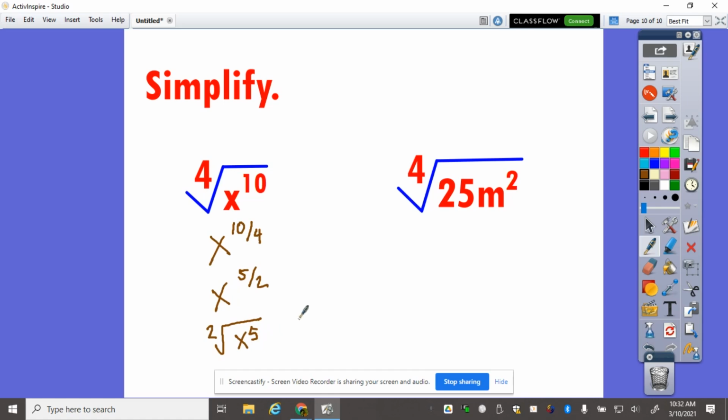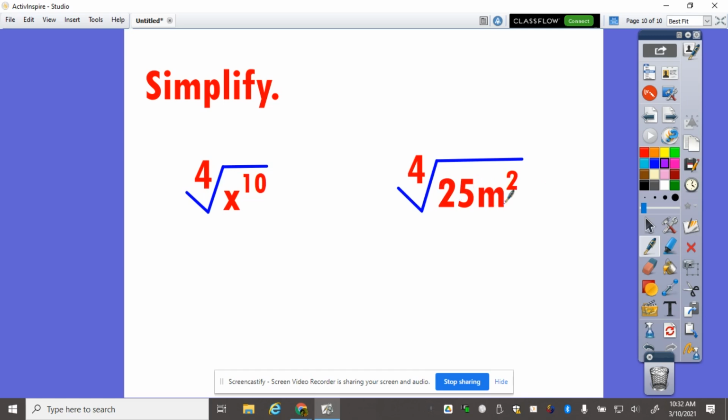And how many x's do we have there? There are 5 x's there. And we can come up with two groups. So that gives us x squared. And this x here will be square root of x. And that's the answer. Next.